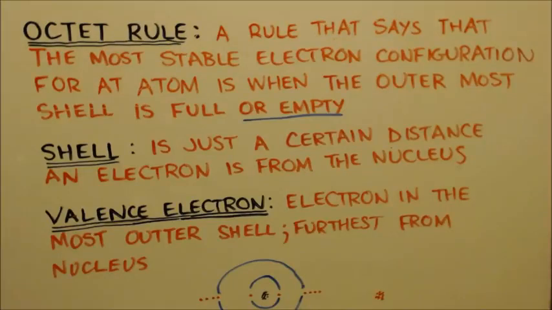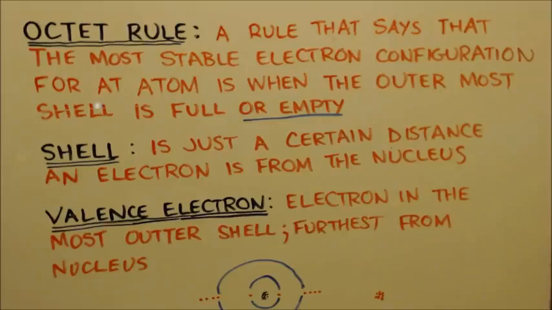And what are valence electrons? That was our last video. They're electrons that are in the outermost shell, so that they're furthest away from the nucleus. Now this octet rule deals with the outermost shell, and these valence electrons are in the outermost shell. So they're going to be together here.